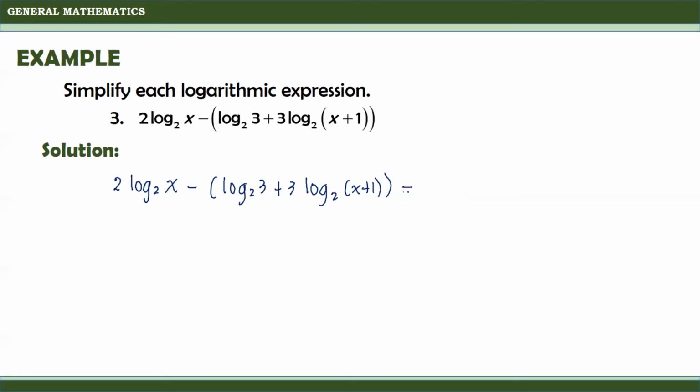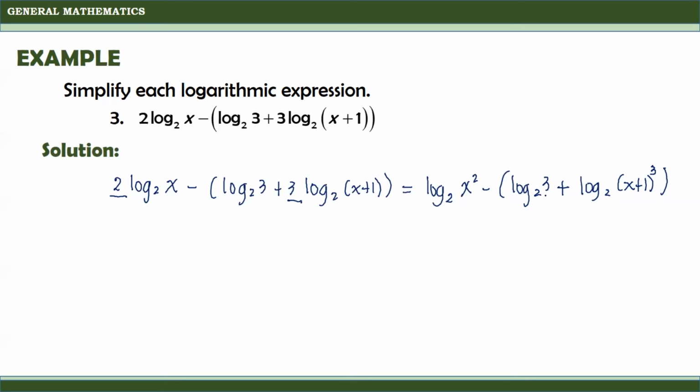Using property number 3, notice that we have a number here and also here. So, we will be using them as our exponents to the powers. So, writing it will become logarithm of x squared to the base 2, then minus logarithm of 3 to the base 2 plus the logarithm of x plus 1 quantity cubed to the base 2.